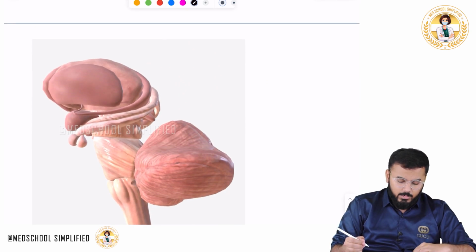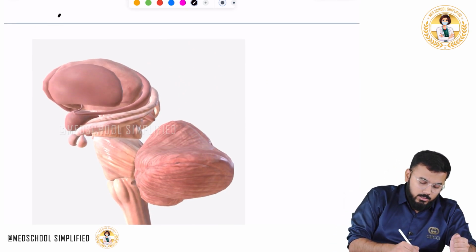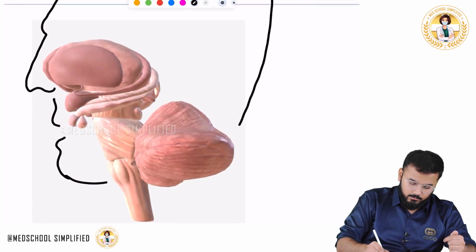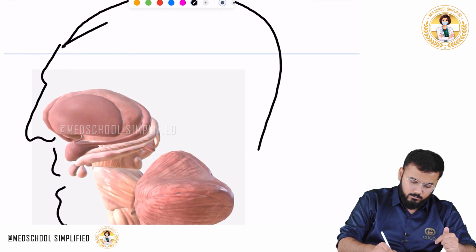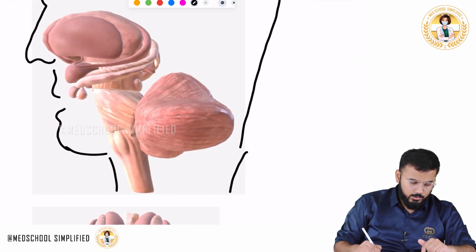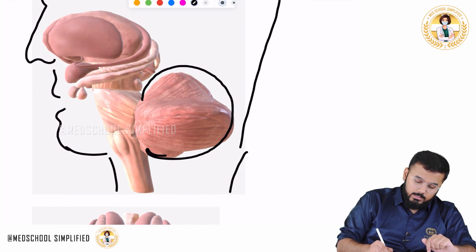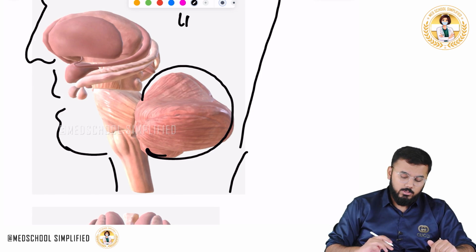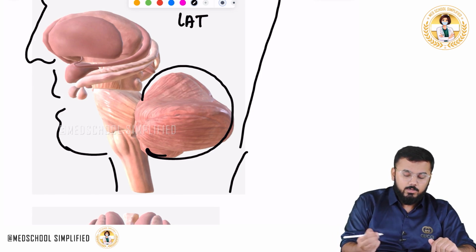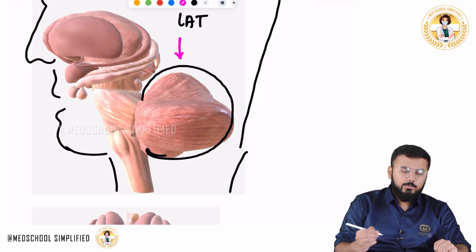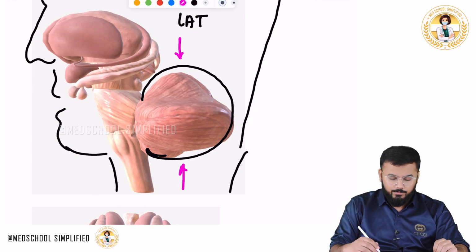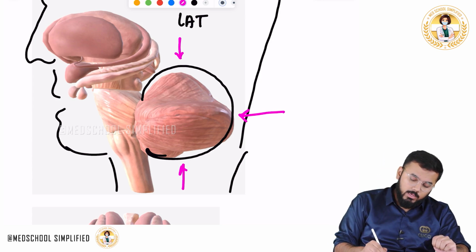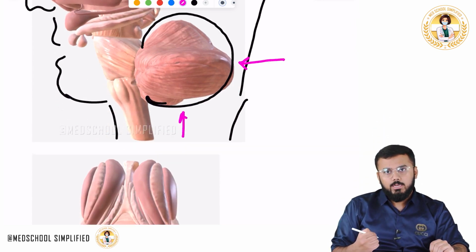For example, let us say this is your cerebellum. In this picture it is very clear that this is your cerebellum, and the cerebellum is located posteriorly, backward. This is your lateral surface of the cerebellum, this is your lateral view. If you are looking from the top, this is called the superior view of the cerebellum. If you are looking from the bottom, this is the inferior view. And if you are looking from behind, this is the posterior view of the cerebellum.